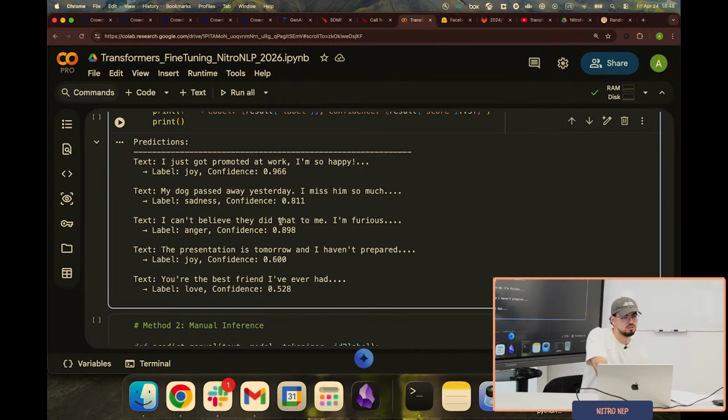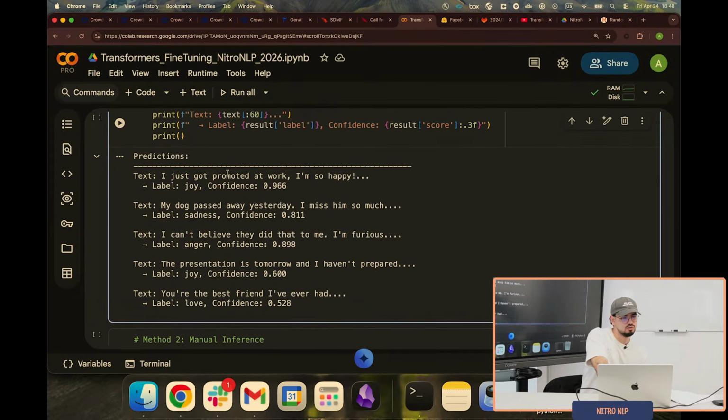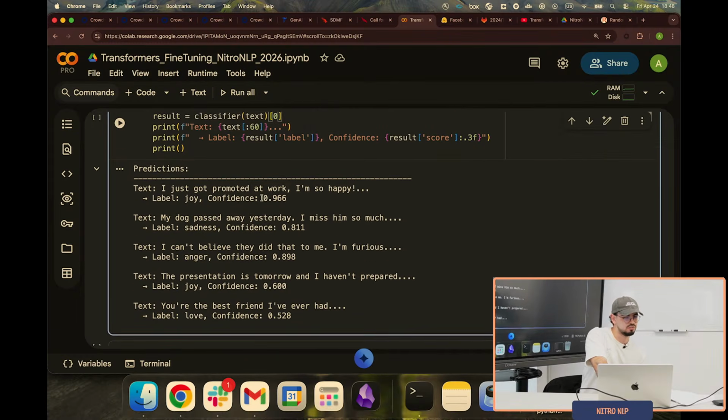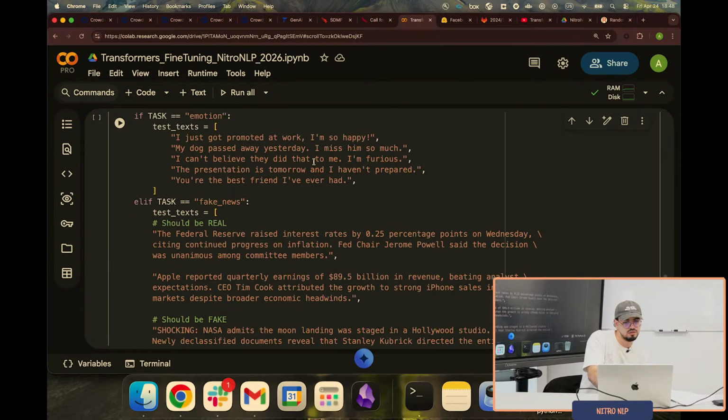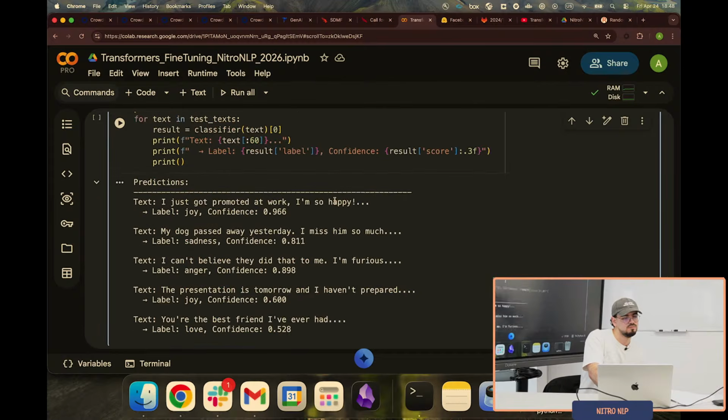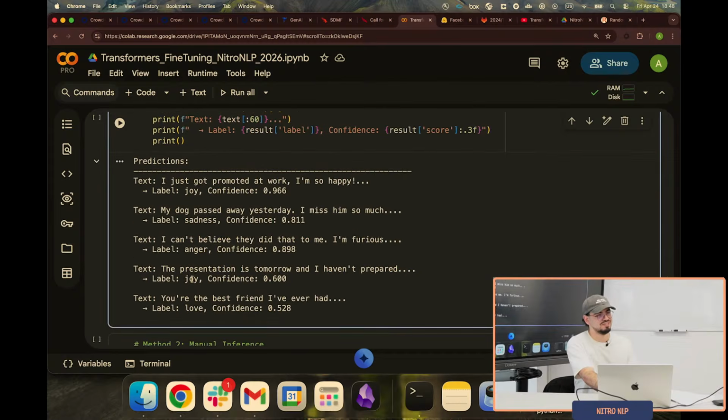And you can see the predictions that our model has. For the first one, it has a confidence as well, which is the logit probability of 0.966 of joy. We can see that it's not really confident, and it's not that good on the fourth sentence: "So the presentation is tomorrow, and I haven't prepared." This doesn't sound like joy to me, and its confidence is low, and it kind of misrepresents that.